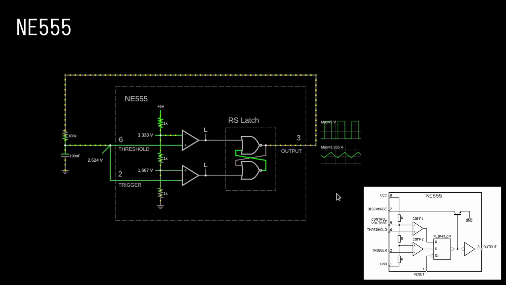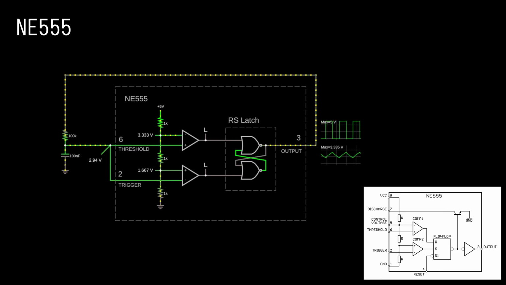When the capacitor voltage drops below 1/3, the output goes high and charges the capacitor through the resistor. And as soon as the voltage reaches 2/3 of VDD, the output goes low and discharges the capacitor through the resistor. And as a result, we'd expect the capacitor to swing between 1/3 and 2/3 of VDD, with the output being a neat square wave.